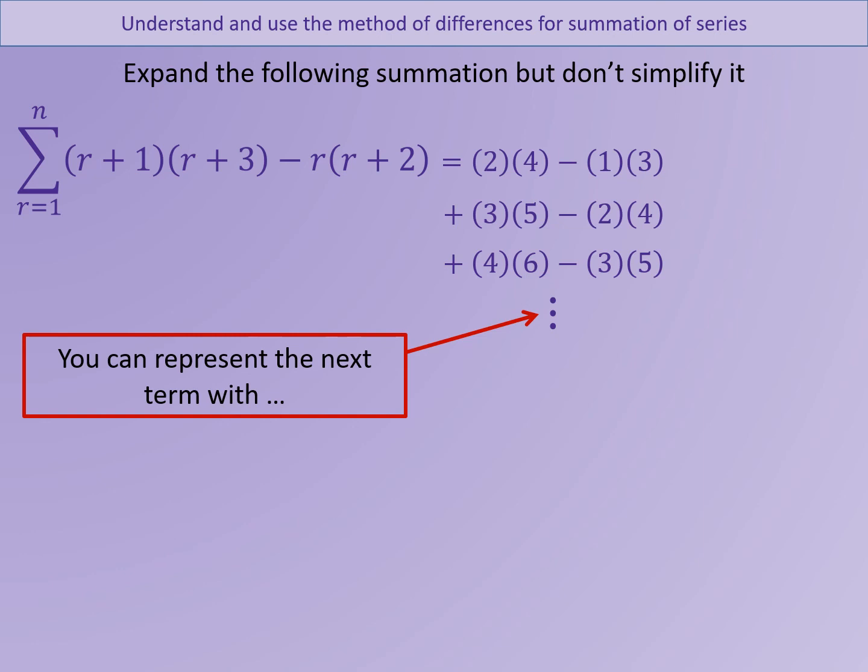So given that the last term is going to be the nth term, the term before that will come from substituting in n minus 1, and the term before that will come from substituting in n minus 2. So we'll just do the last 3 terms with n minus 2, n minus 1 and n for the r values.